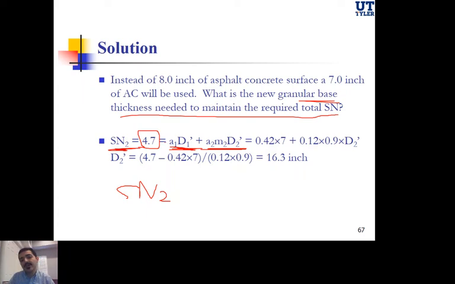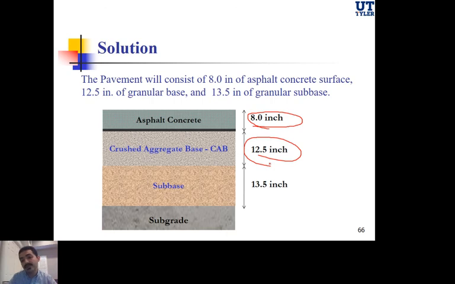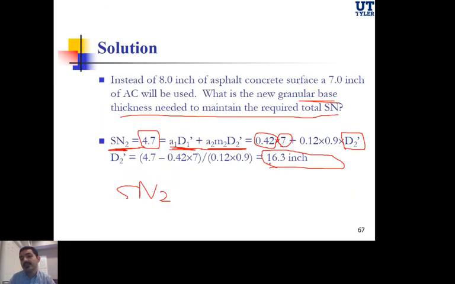We know it was 4.7, so we can't mess with that. But we know that A1 was 0.42, and now if we put a restriction on the thickness of the top layer to be 7 inches instead of 8, the only unknown in this equation would be the new thickness of D2. So instead of 12.5 inches, D2 will be the new unknown. If you go through the calculation, the new thickness of D2 is 16.3 inches instead of 12.5 inches. So by reducing 1 inch from the hot mix asphalt, we end up replacing it with 4 inches worth of base layer.